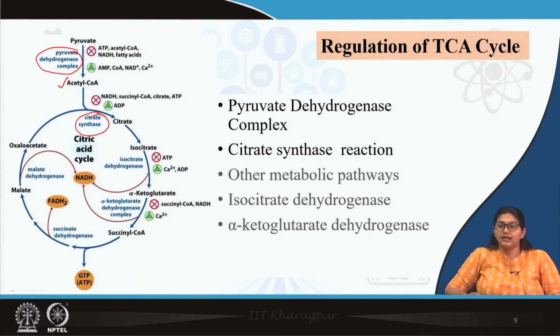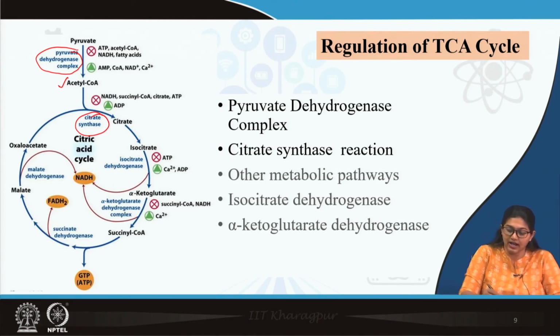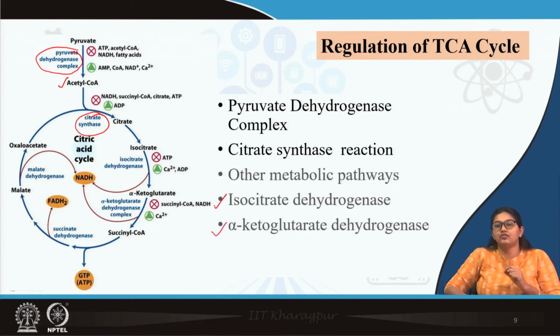Apart from that, I have already discussed that acetyl coenzyme A can be formed from other metabolic pathways. So how much acetyl coenzyme A is available from other metabolic pathways is also one determining factor in TCA cycle regulation. Then two important enzymes, isocitrate dehydrogenase and alpha ketoglutarate dehydrogenase, are also important in regulation of the TCA cycle. Now, let us see what happens.